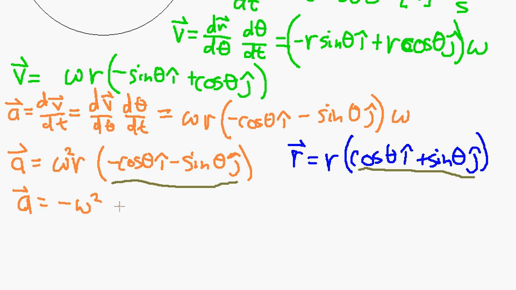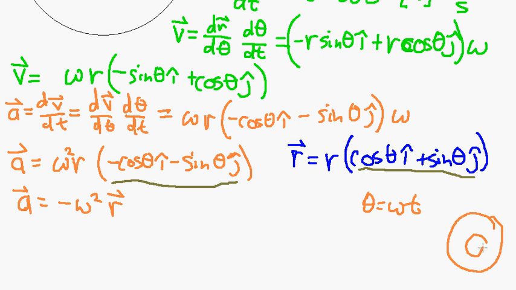Now the only question remaining is, what is this omega squared? Well, omega is, you recall, the rate at which you are sweeping around the circle, so omega is d theta dt. Recall it was theta equals omega t, and so you are swooping around the circle at a rate of omega.